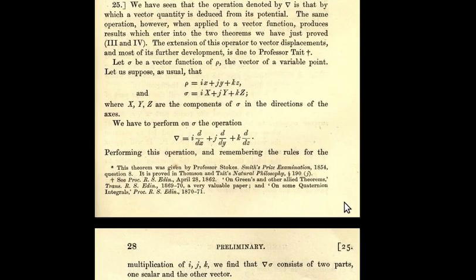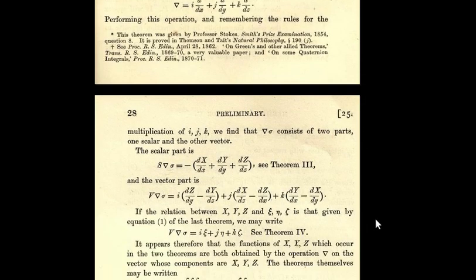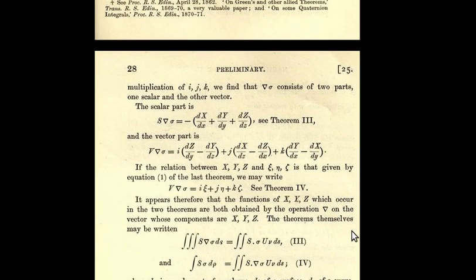and del cross sigma equals i times (dZ by dy minus dY by dz) plus j times (dX by dz minus dZ by dx) plus k times (dY by dx minus dX by dy). If the relation between X, Y, Z and xi, eta, zeta is that given by equation 1 of the last theorem, we may write del cross sigma equals i xi plus j eta plus k zeta.